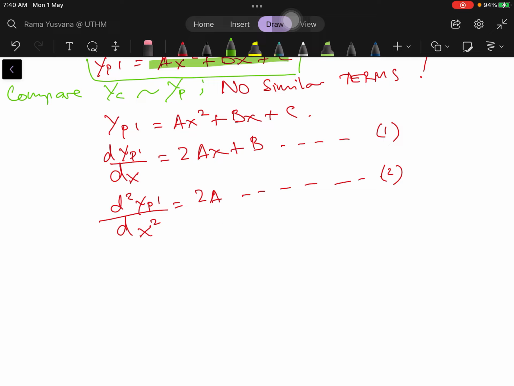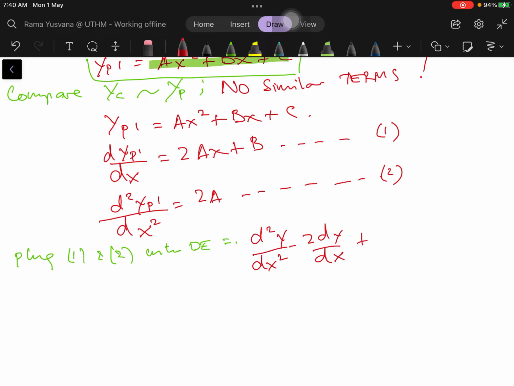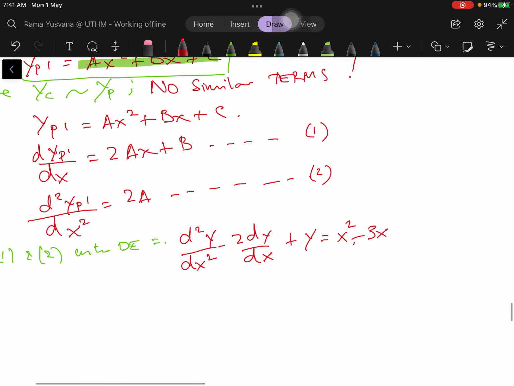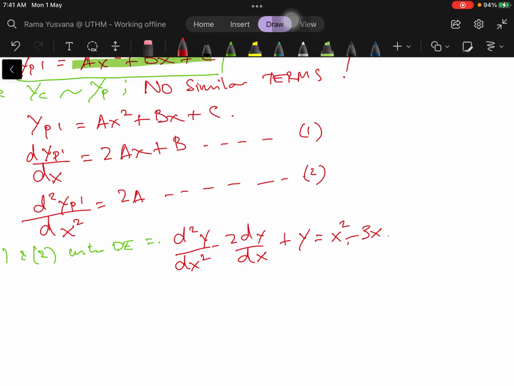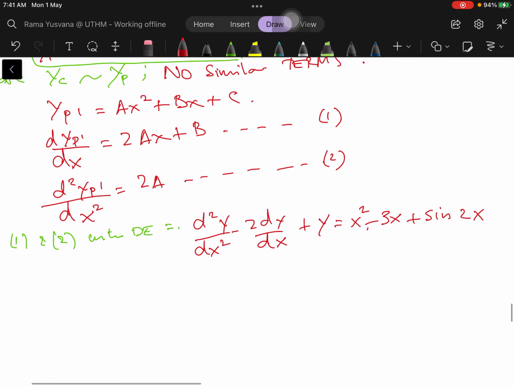So this is equation 2. So now we just have to plug them. Okay, plug 1 and 2 into the main differential equation, which is d square y over dx square minus 2 dy dx plus y equals to x squared minus 3x plus sin 2x.